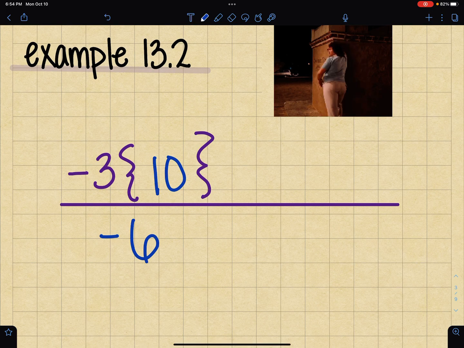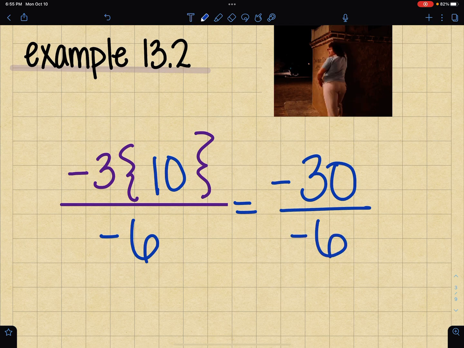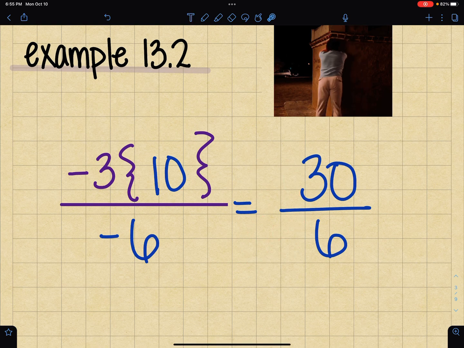All right. Now, let's just simplify the top and do that math problem. So we have negative 3 times 10. The answer is going to be negative 30 over negative 6. Those two negatives cancel out. Why does it cancel out? Kind of because it's like having a negative 1, and you can just cancel those out. So now we just do 30 divided by 6, and we get positive 5. And positive 5 is the answer, and the book got the same thing.